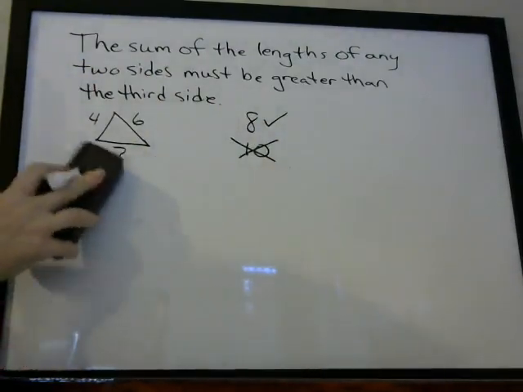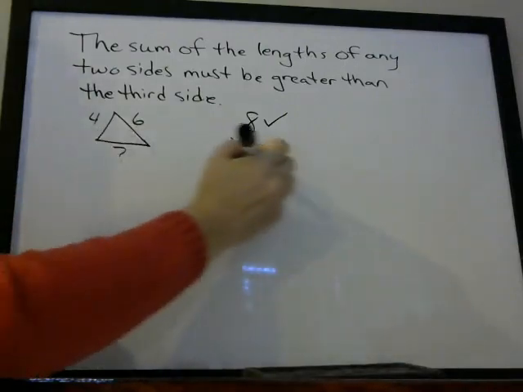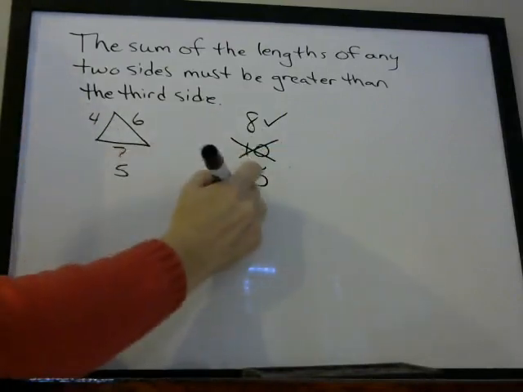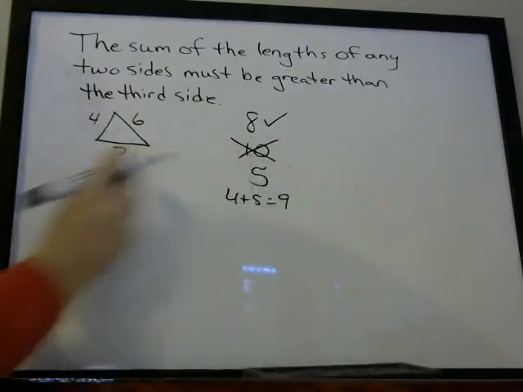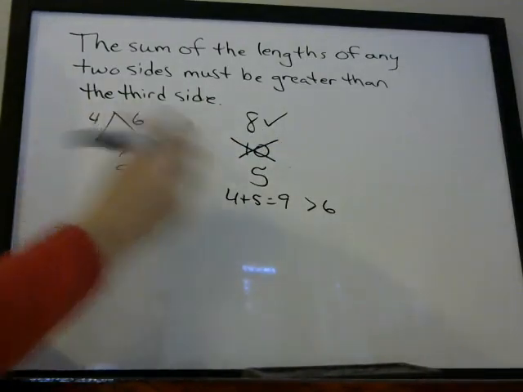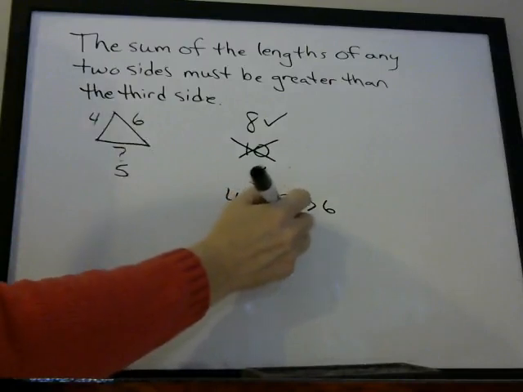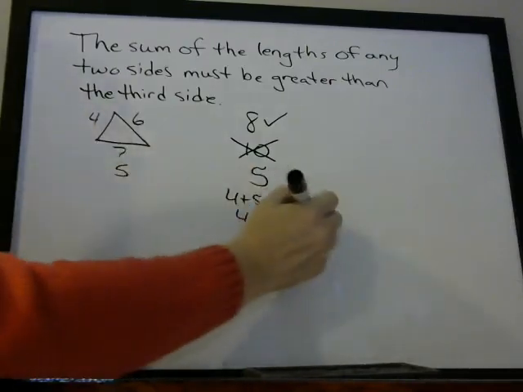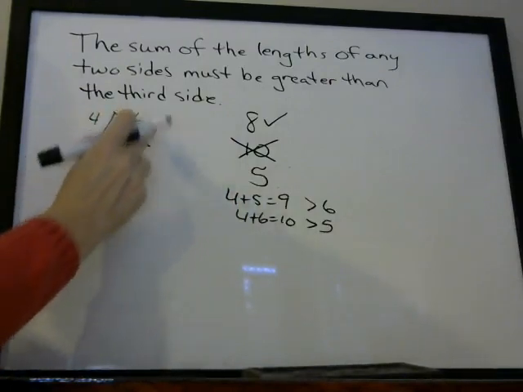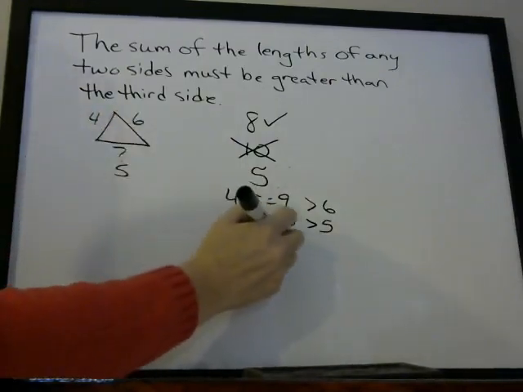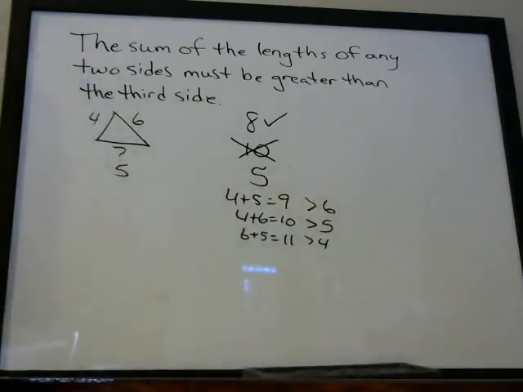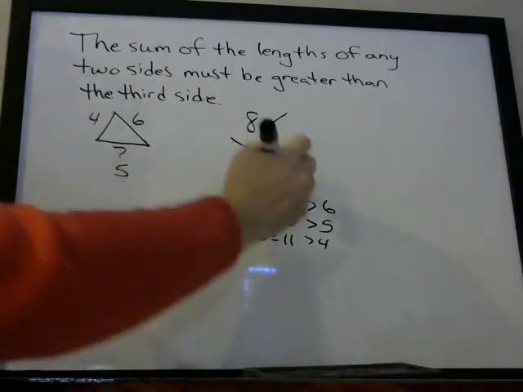We'll do a couple more. Let's see if 5 works. Two sides, 4 plus 5 equals 9. Is that greater than the third side? It is. Greater than 6. We'll take these two sides. 4 plus 6 equals 10. Is that greater than the third side, which is 5? Yep, that works. Now we've got to do these two sides. 6 plus 5 equals 11. Is that greater than the third side? Yes, it is. So 5 is also a valid answer.